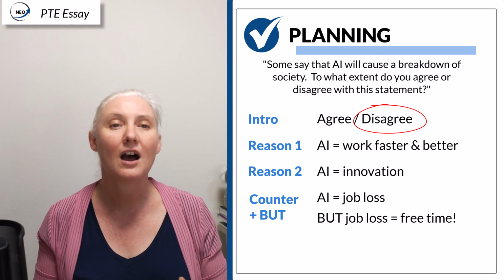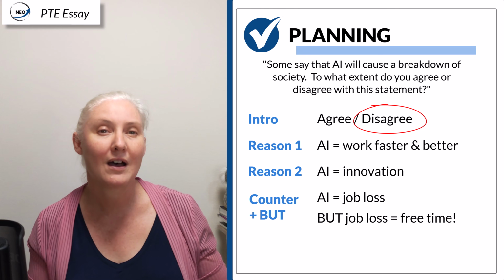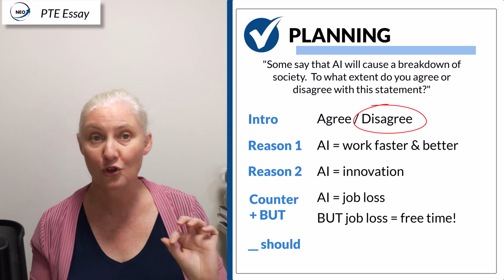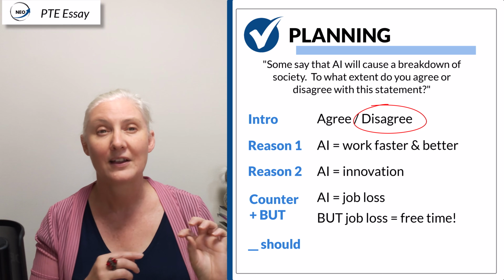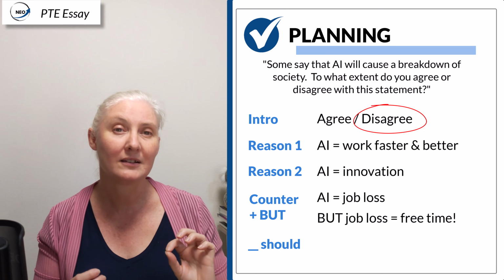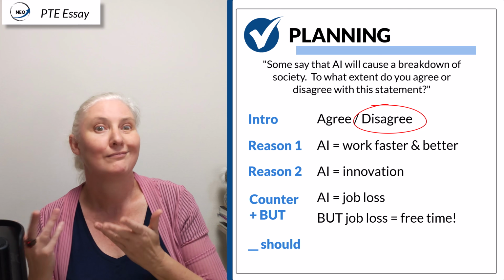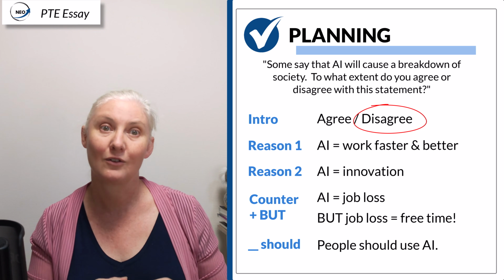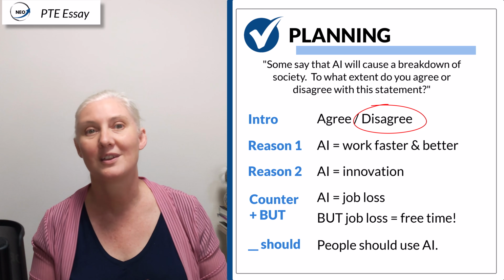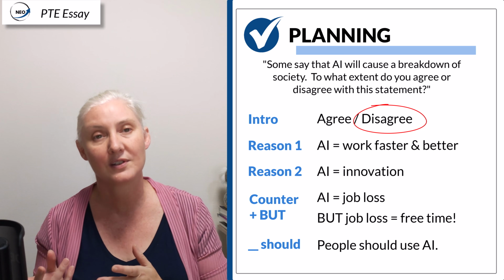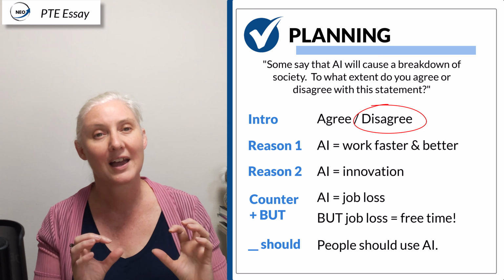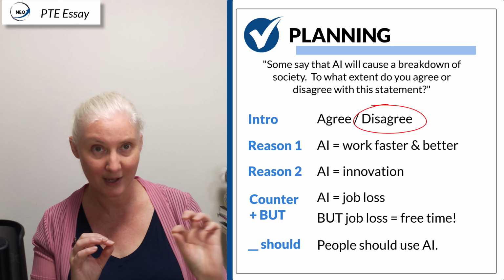And then finally, I recommend that you have a "should" sentence. You'll use this in your conclusion. I'll show you when we write. That should sentence would be something like, people should use AI, or governments should do something, or big business should do something, or schools should do something. Okay? But somebody should. That's what you want to have in the final part of your plan.